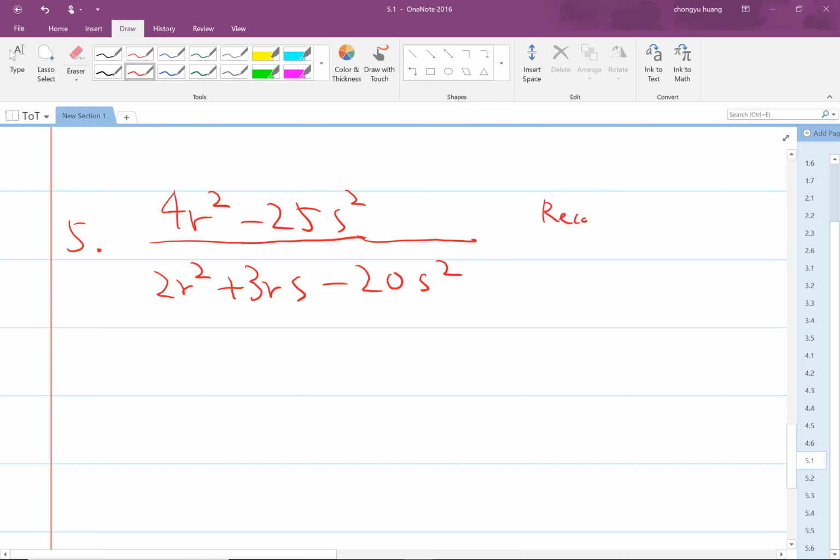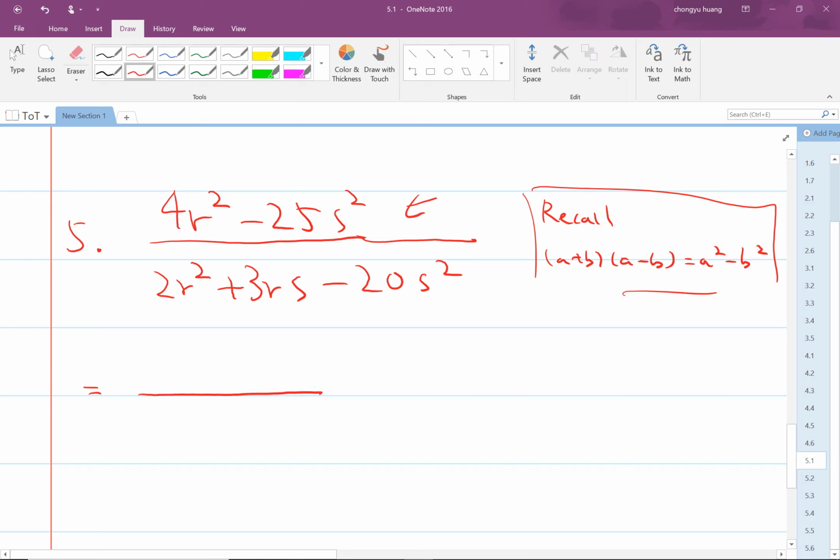Let us recall one of the properties: a plus b times a minus b is equal to a squared minus b squared. Okay, so we can use this property for the numerator. You should know this property really well, so we're just going to write down the answer.